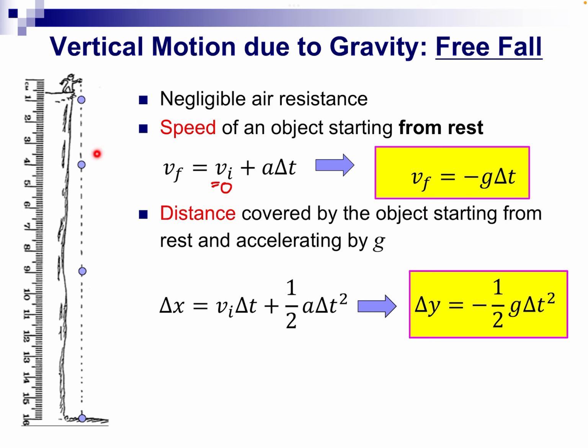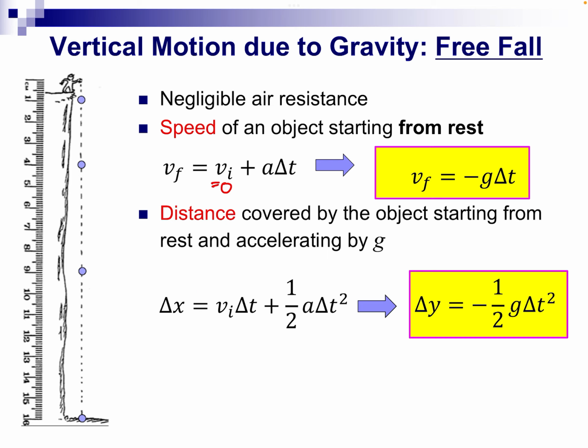velocity at any point along the motion will be calculated using the negative gravitational acceleration. The negative is because the acceleration is always directed downwards, times the time for which you are looking at the final velocity. Okay. The distance covered by the object starting from rest and accelerating by gravitational acceleration during this free fall motion can also be calculated using the kinematic equation.